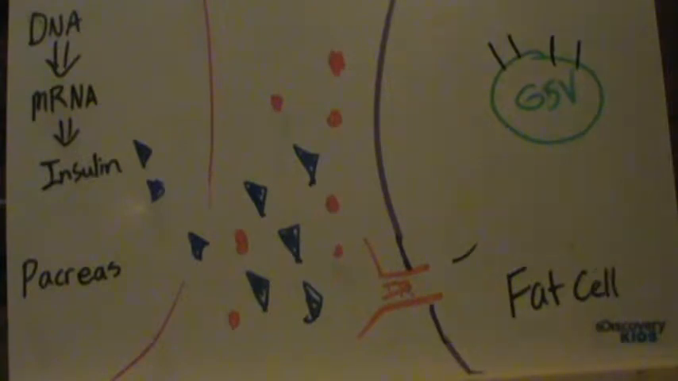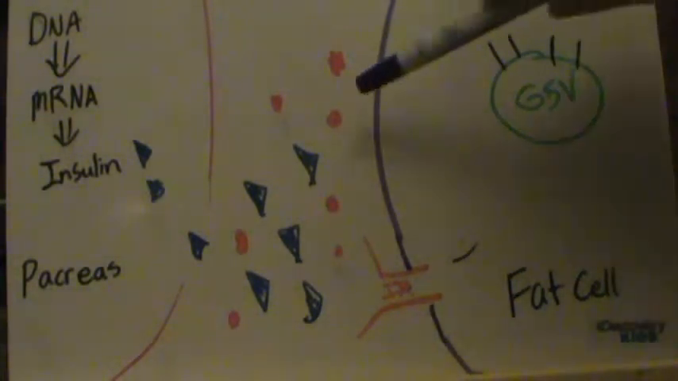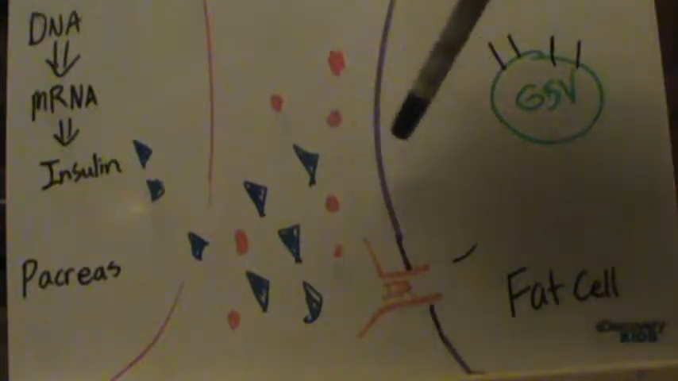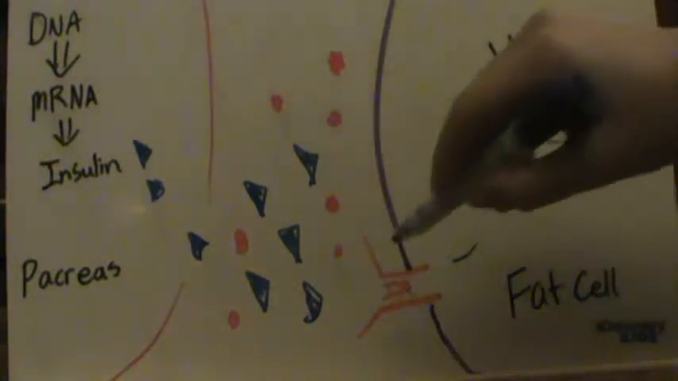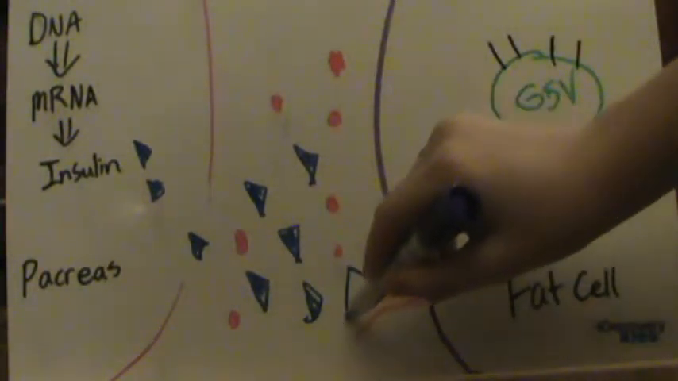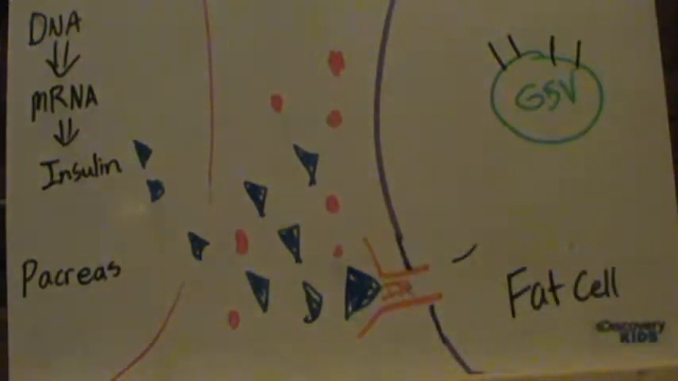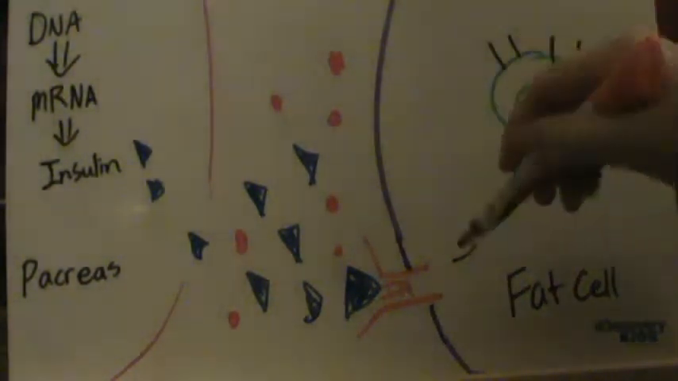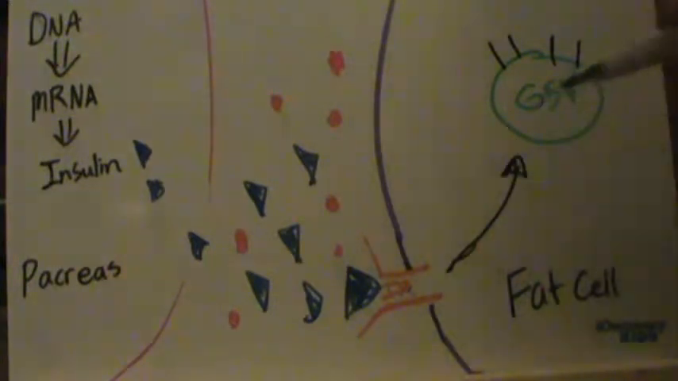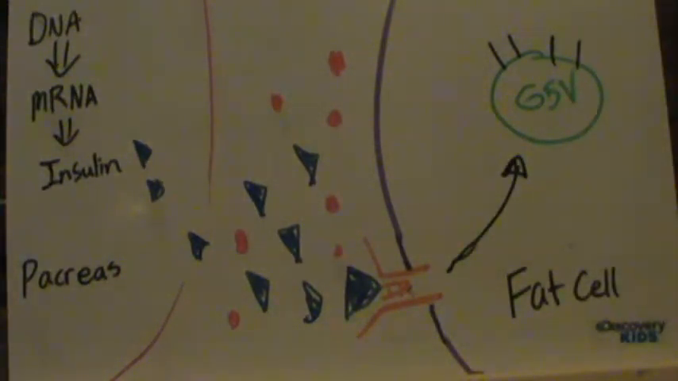Now glucose needs to get into this cell membrane, but it can't. Not yet, at least. And this is why insulin is such a big component into this whole process. Insulin attaches to the insulin receptors, which is also IR. And when that happens, a signal is released to the GSV, which GSV stands for glucose storage vesicle.